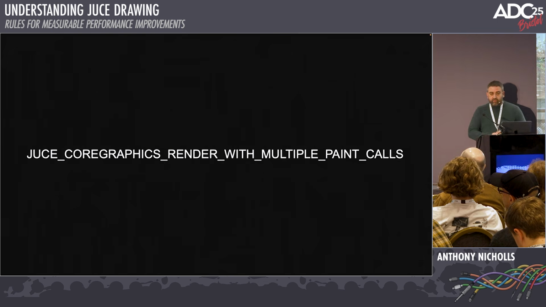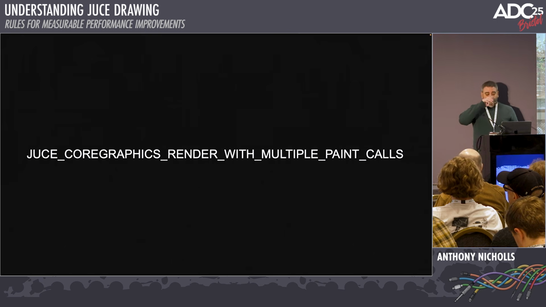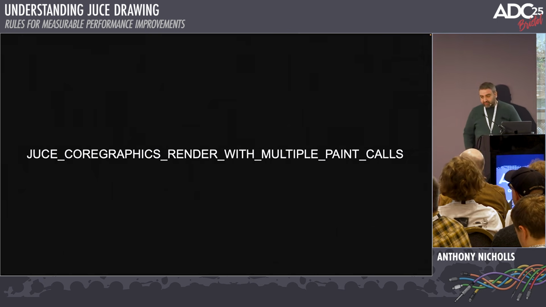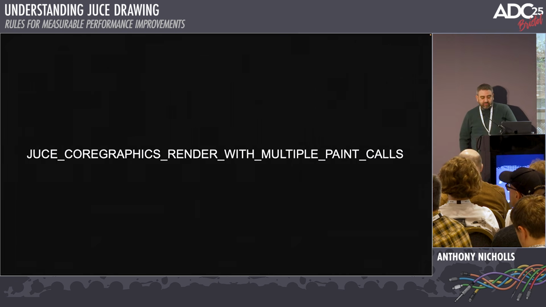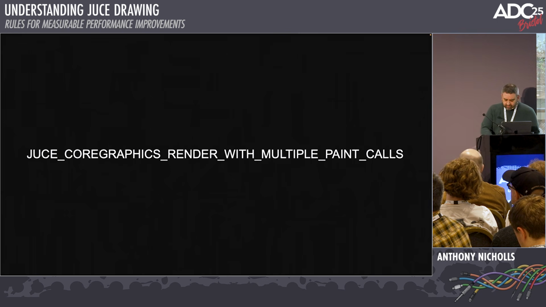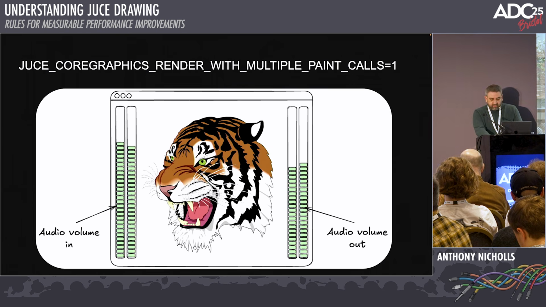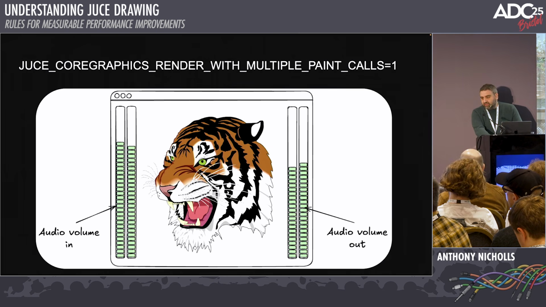So another really popular one that comes up all the time is this mouthful of a preprocessor definition, the JUCE GUI graphics render with multiple paint calls. I never remember it. I always remember it in some odd order. I think probably a lot of people in this room have some idea roughly what this does. A lot of people hear about it and think, oh yeah, enable that. That should be the default, shouldn't it? That's what we should always use. So let's go over quickly what it's actually doing, and then let's look at some examples.